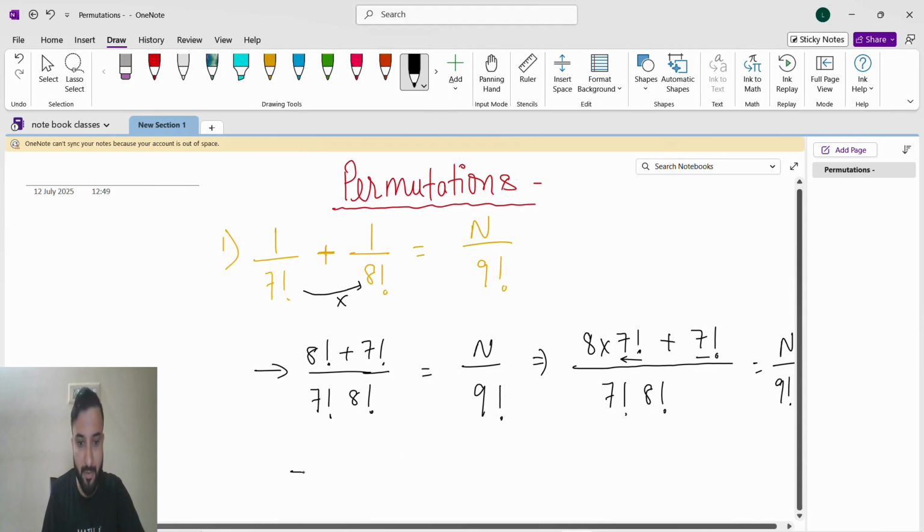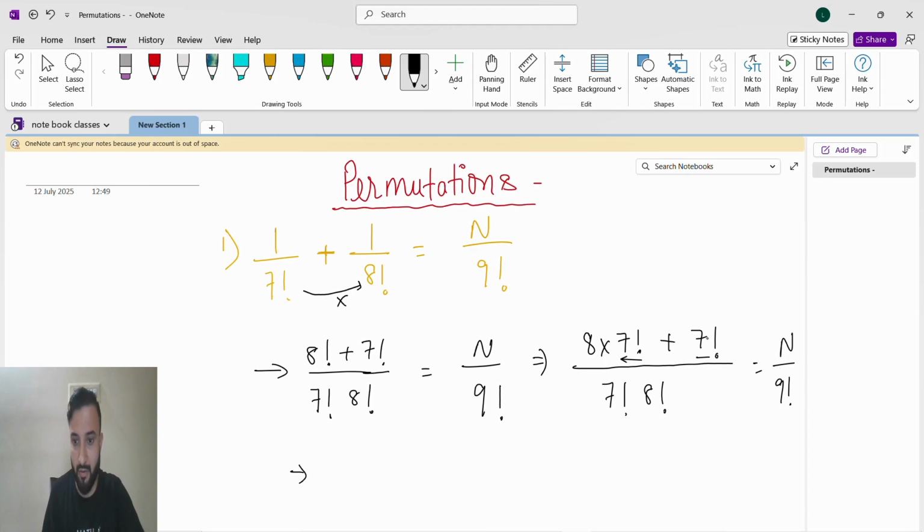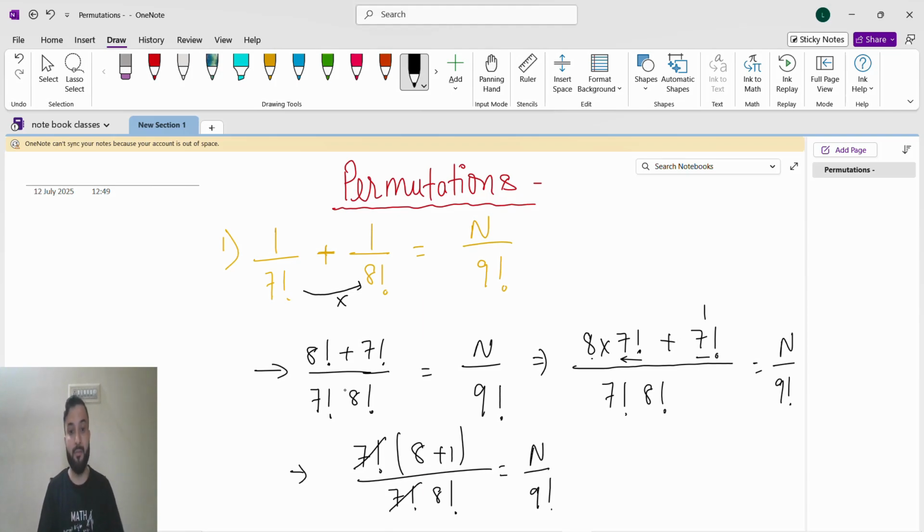Let's see what happens if we take 7 factorial common. What remains is 8 plus 1, divided by 7 factorial into 8 factorial. The 7 factorial gets cancelled. That is the reason we split 8 factorial into 8 into 7 factorial. Now we get 8 plus 1, which is 9.